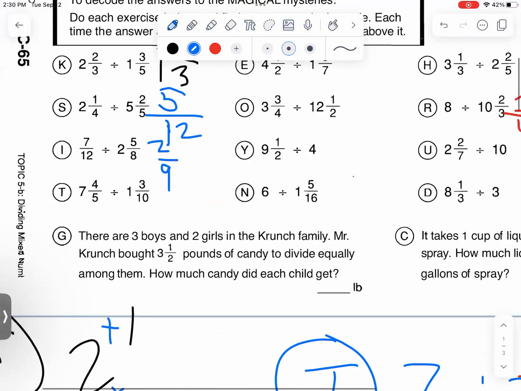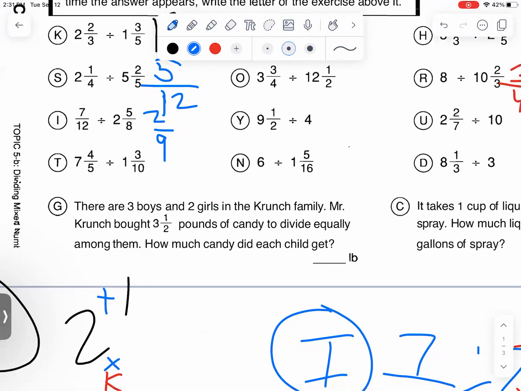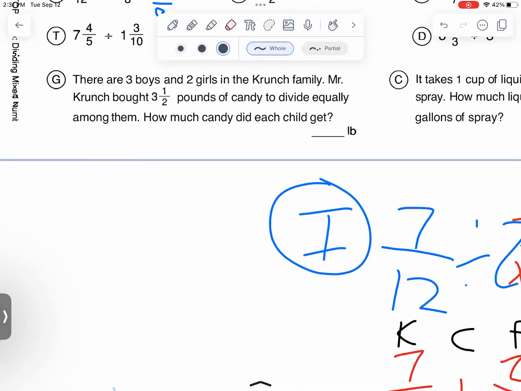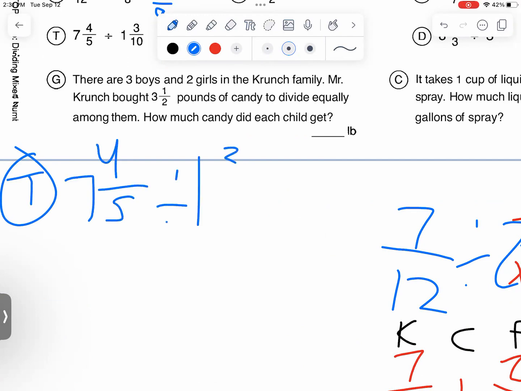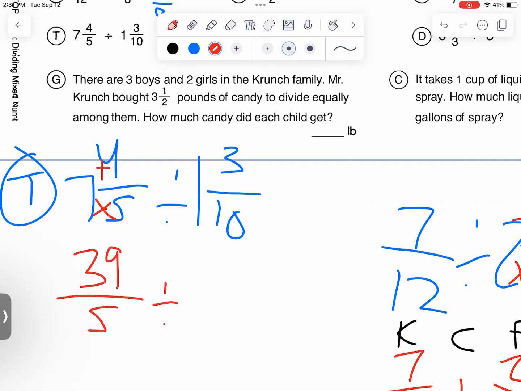All right, next one, 7 4/5 divided by 1 3/10. So we're on T. 7 4/5 divided by 1 3/10. Okay, so 7 times 5 is 35 plus 4 is 39 over 5. Then 1 times 10 is 10 plus 3 is 13 over 10.